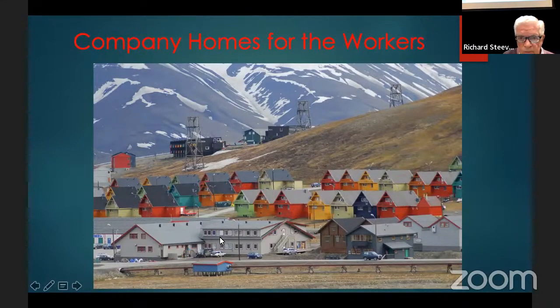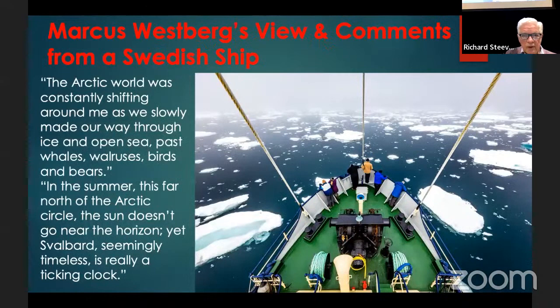So this now is some notes from Marcus Westberg, who wrote the article I was referring to in National Geographic. He said, I just put his words here because they just describe his feelings. The Arctic world was constantly shifting around me as we slowly made our way through the ice and open sea past whales, walruses, birds, and bears. I had that same feeling going up to Greenland. It's really spectacular feeling, wondering if you're going to make it.